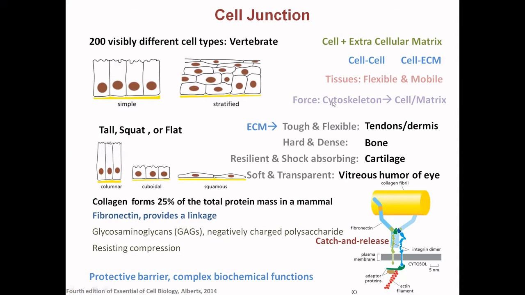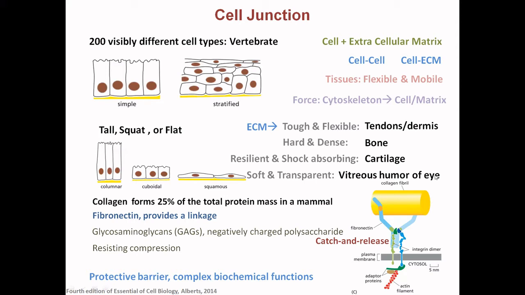And this tissue provides the flexibility and the mobile nature of the animals. The force generated in the cytoskeleton of a cell is transferred to another cell or into the matrix. These are the characters of the extracellular matrix, or the components present in it. They provide the tough and flexible character found in the tendons and the dermis, the hard and dense nature of the bone, the resilient and shock absorbing character found in the cartilage, and the soft and transparent character found in the vitreous of the eye.